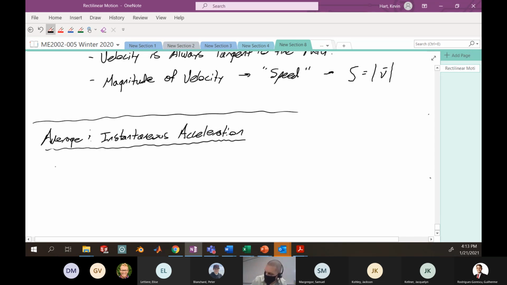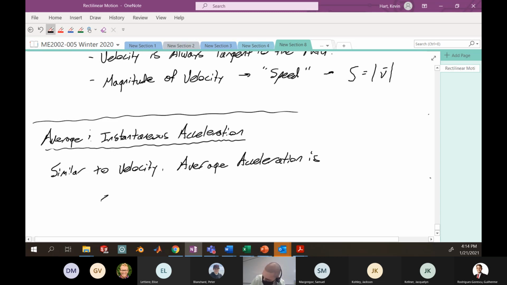It's a very similar idea here, similar to velocity: the average acceleration over some time interval, again, is a vector. It's the change in the velocity over some time interval.